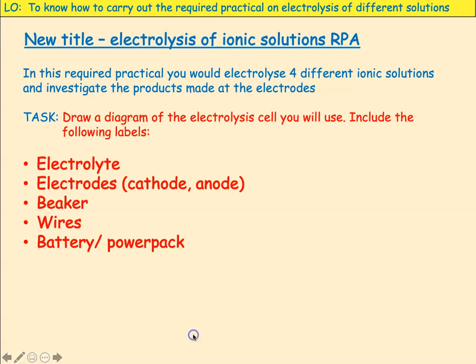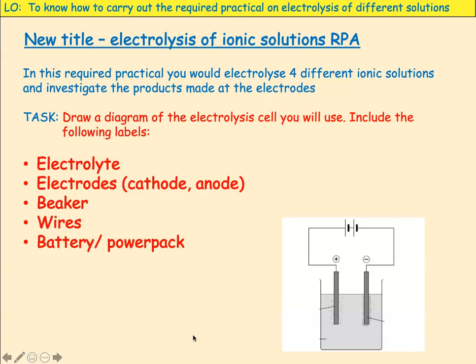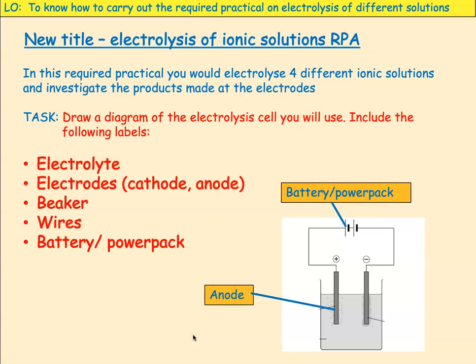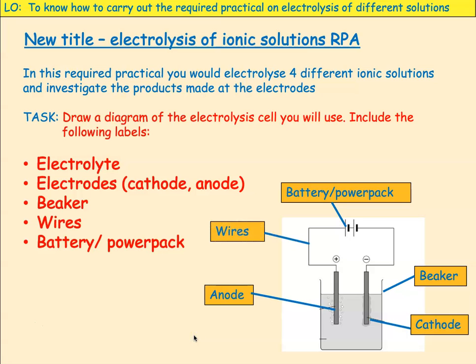Okay, right, so the electrolysis cell looks like that. And the solution that we'd be using is in the beaker. So we've got our battery or power pack, which is our DC source. We've got our anode, which is the positive electrode, and our cathode, which is the negative electrode. We have our beaker to hold the electrolyte, the wires to carry the electricity from the power pack, and the electrolyte, which is our solution in the beaker.